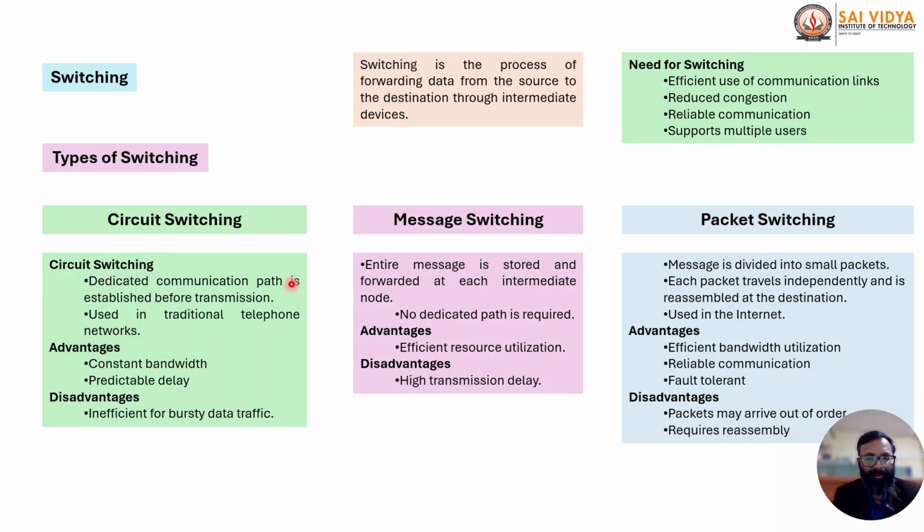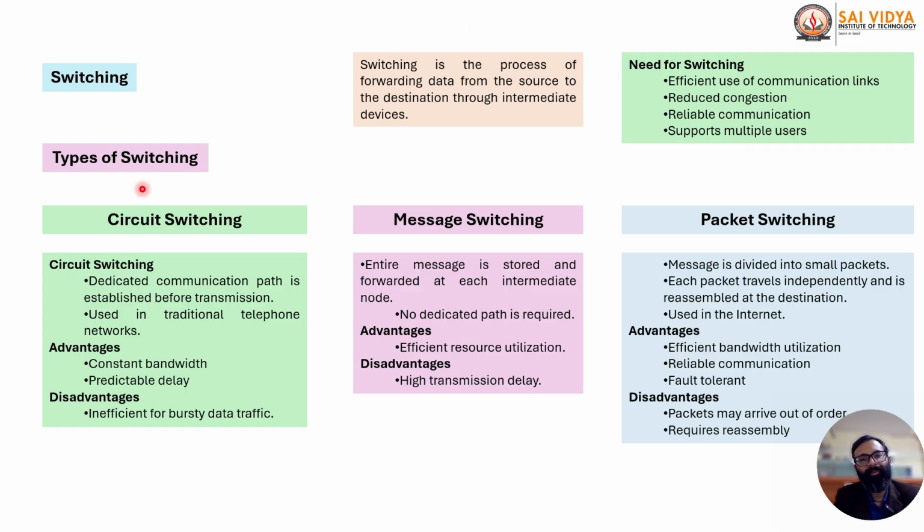The next concept in part 1 is switching. What is switching? Switching is nothing but the process of forwarding data from source to destination through intermediate devices. Why do you need switching? The switching process is used in order to reduce congestion. Because of switching, we can expect reliable communication and it serves multiple users also. Efficient use of communication links that are already there, that we can make use of efficiently by using the switching concept.